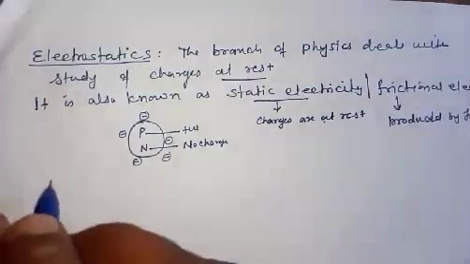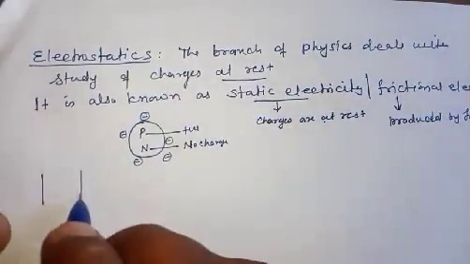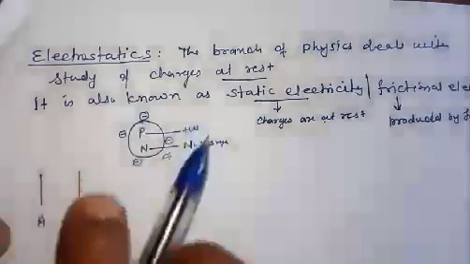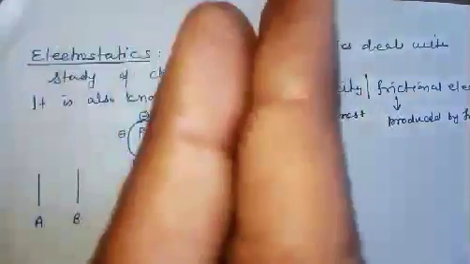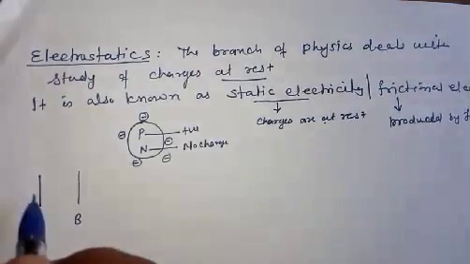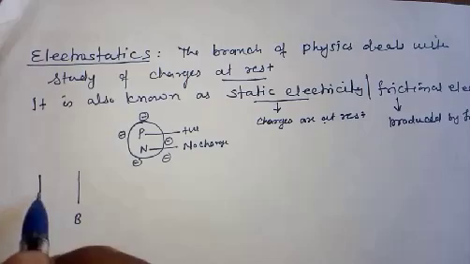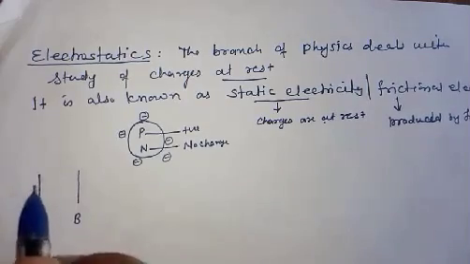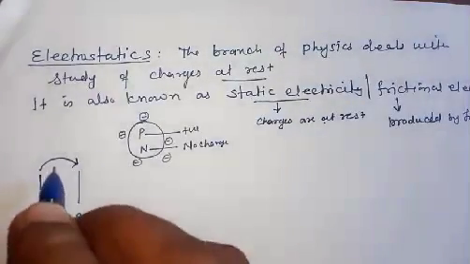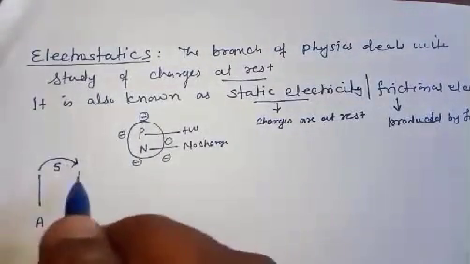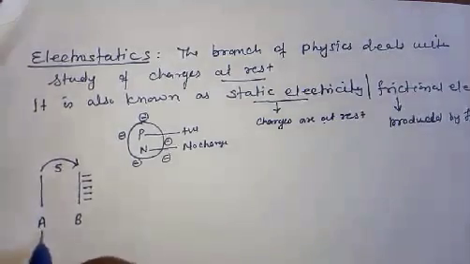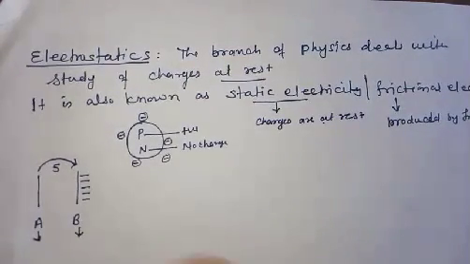Now suppose you have two bodies, body A and body B, and you are rubbing these two bodies, just like your hands, like this one, right? When you rub these two bodies, what will happen? Some of the free electrons may go from body A to B or from B to A. Suppose 5 electrons go from body A to B. It means body A loses the electrons and body B gains the electrons.